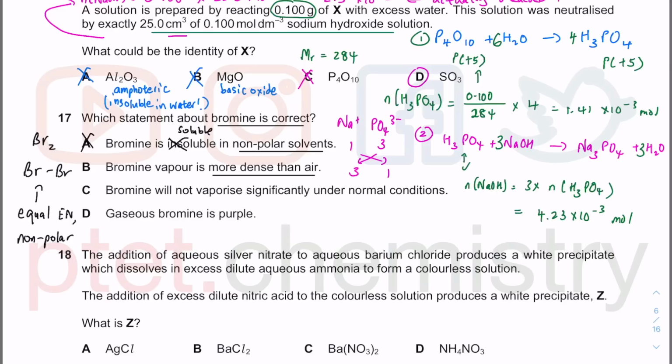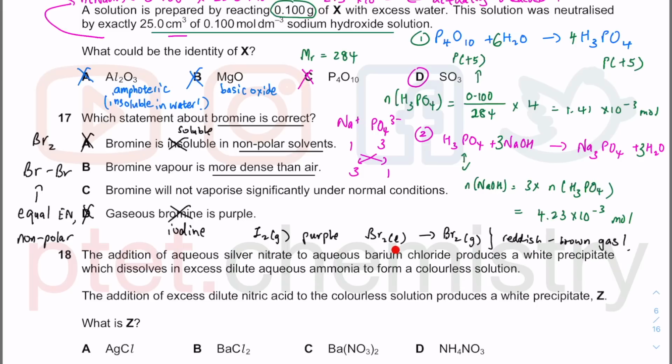I can tell you D is wrong. The one which is purple is actually going to be iodine. So I2 gas is actually purple vapor. In terms of bromine, it's a reddish brown liquid, but when it vaporizes, it's going to be a reddish brown vapor as well. It is not going to be purple, but naturally at room temperature and pressure, it's a reddish brown liquid.